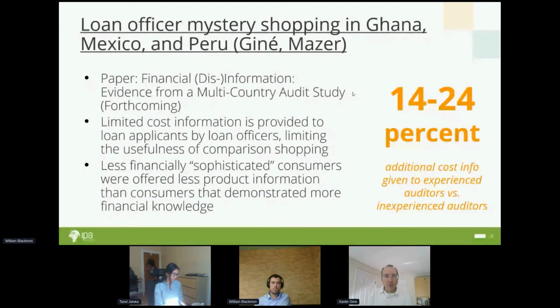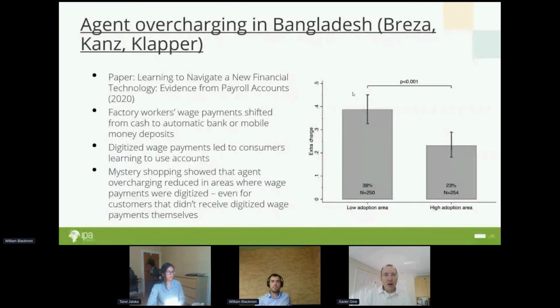I think we should move to the next paper. Okay, so this is a paper that is very interesting, because for one, it took place in Bangladesh among factory workers. And this is a paper that has a very positive message.